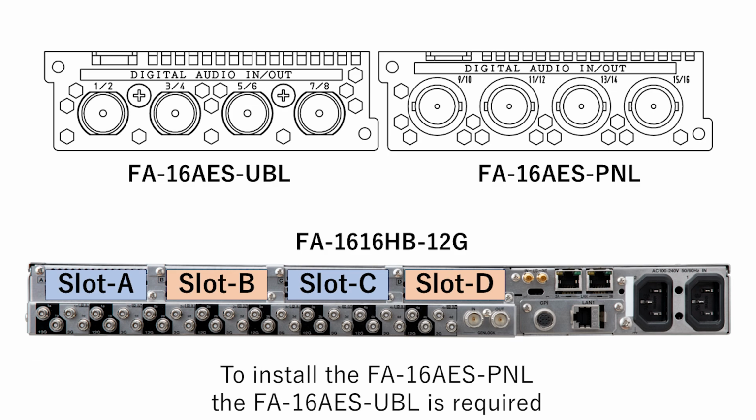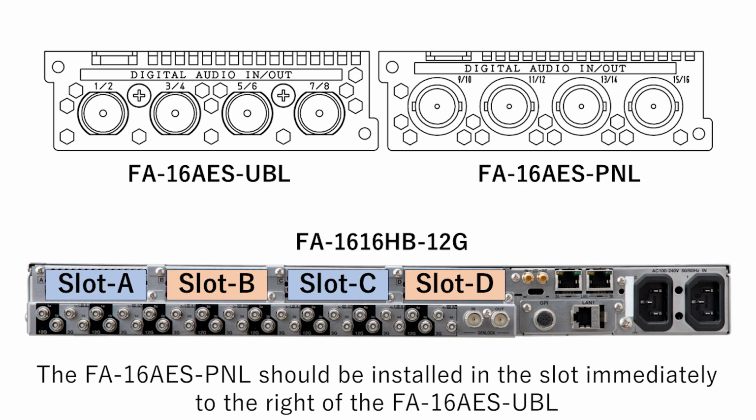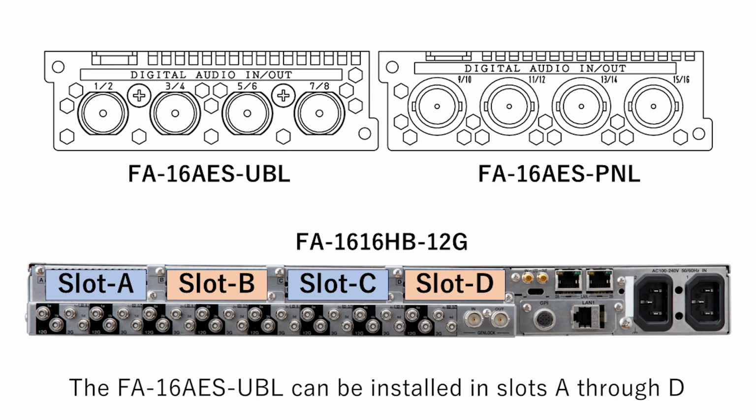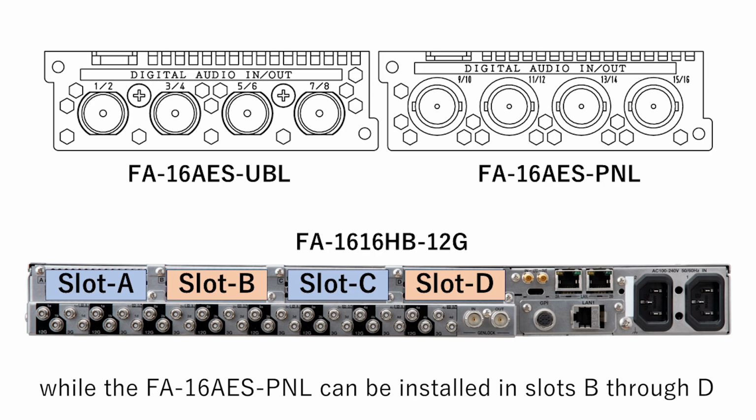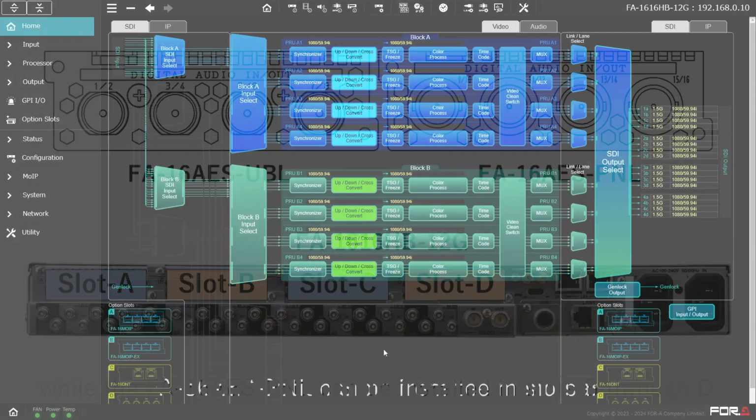To install the FA-16AES-PNL, the FA-16AES-UBL is required. The FA-16AES-PNL should be installed in the slot immediately to the right of the FA-16AES-UBL. The FA-16AES-UBL can be installed in slots A through D, while the FA-16AES-PNL can be installed in slots B through D.